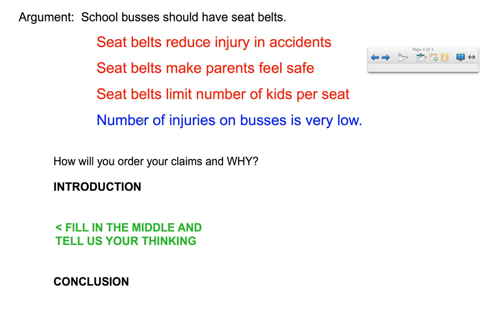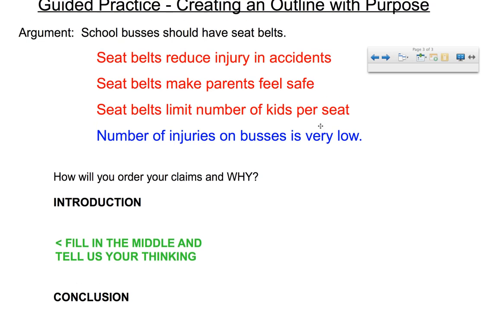And that the argument, your counterclaim argument, is going to be that the number of injuries on buses is very low, and you're going to have to counter that claim some way. So what we want you to do now is select an order for these 4. So put them in whatever order you think would be most effective. And tell us who your audience is. And then explain why this would be the most effective, the way you've selected, why would that be the most effective way to order these paragraphs?